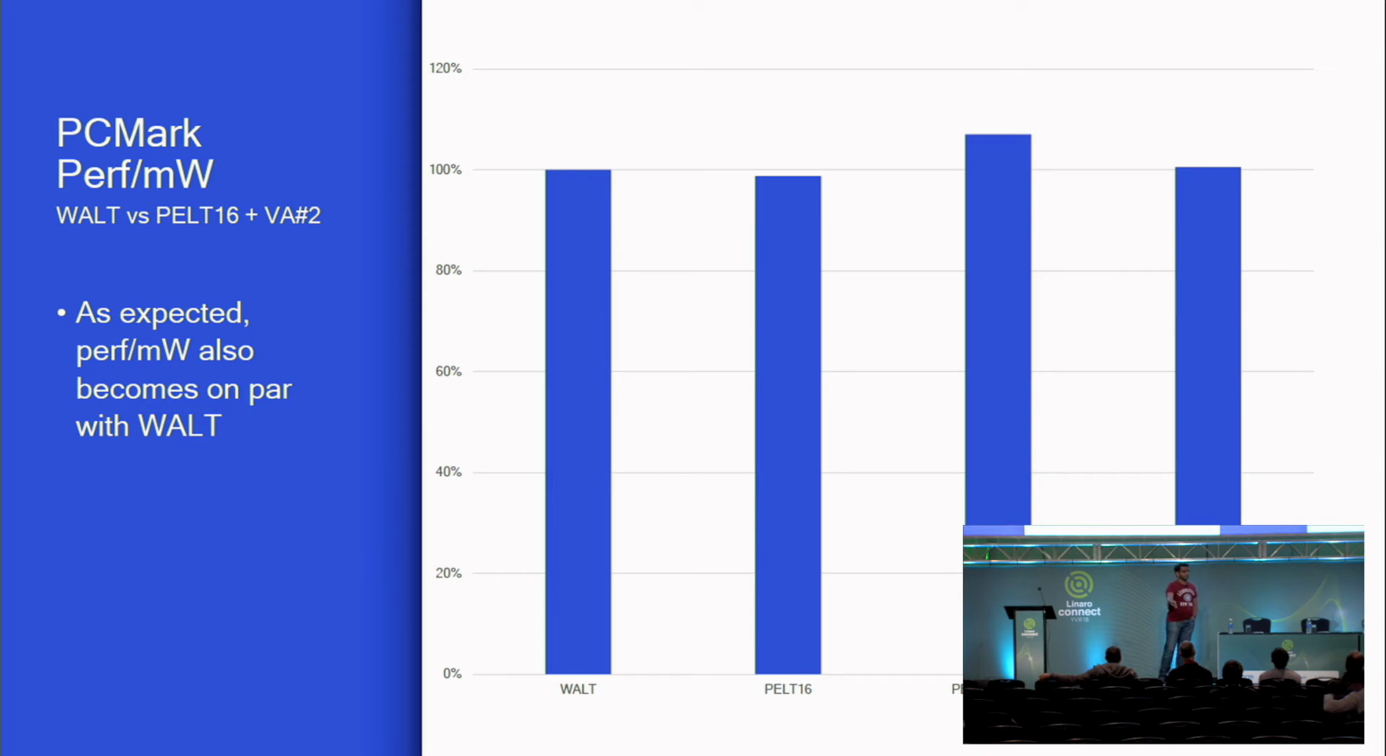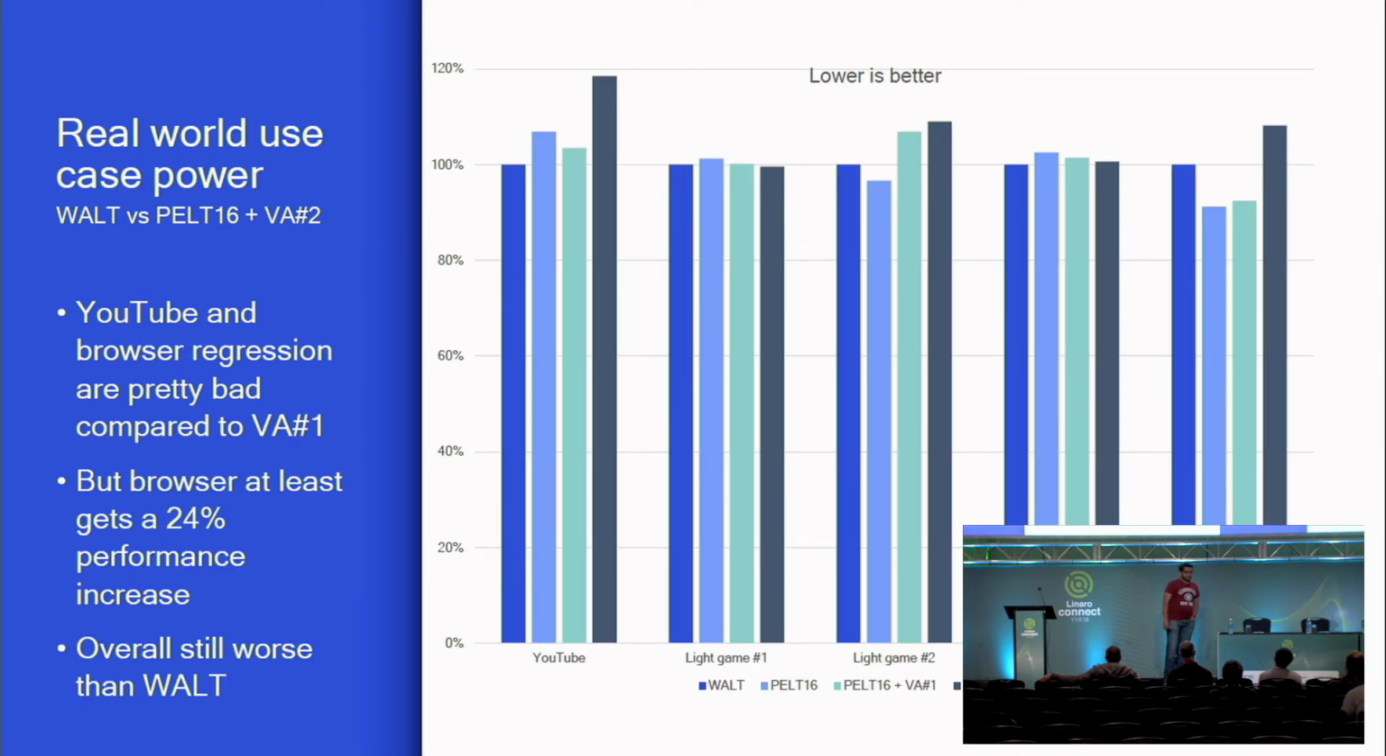Whether we actually want to go that fast is not something we know yet, because it might be a performance that we don't need. And if you go to real world use cases, this is where things get a little worse. With value add set 2, the power increase for YouTube is pretty high. The power increase for light game 2 is also there, and the browser has a significant power increase too. But at least for the browser, you can justify it with a 24% increase in performance, which looks close to a 20% increase in power too.